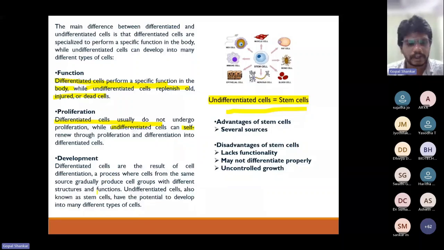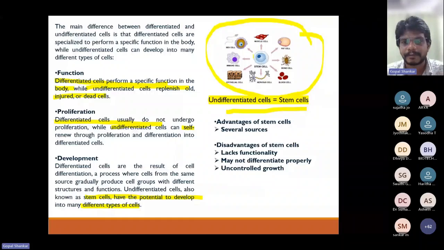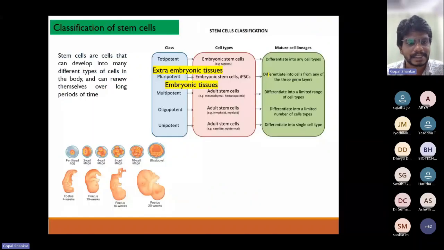And undifferentiated cells, also known as stem cells, have a potential to develop into any different types of cells. So you see, this is a stem cell. A stem cell can become a fat cell, muscle cell, sex cell, epithelial cell, or whatever it is. That is why it is undifferentiated. So stem cells are cells that can develop into different types of cells in your body, and they can renew themselves over a period of time.